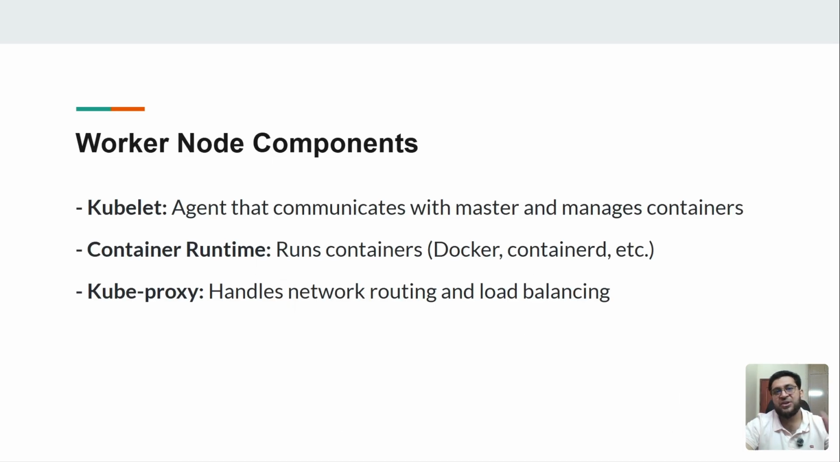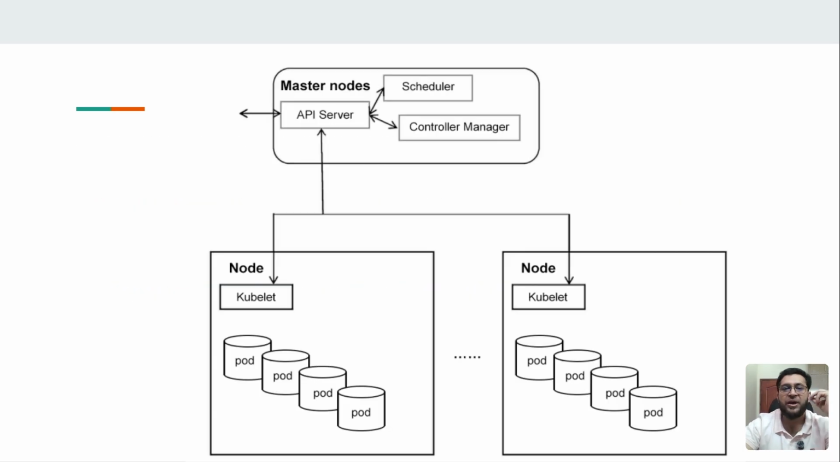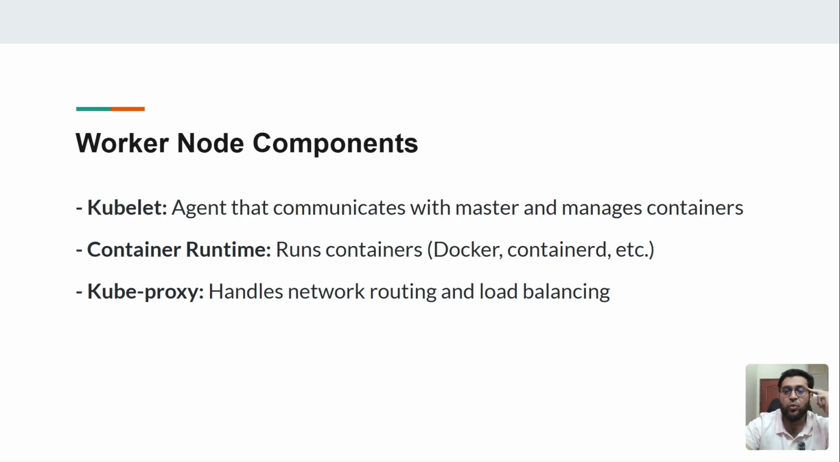Next is the worker node. Below we have a worker node, and the worker node has 3 components. The first one is the kubelet, which is the agent that communicates with the master and manages your containers. The other part is the container runtime that provides the runtime to the containers, and the third component is the kube-proxy, which handles network routing and load balancing. So kube-proxy is responsible for routing and load balancing.